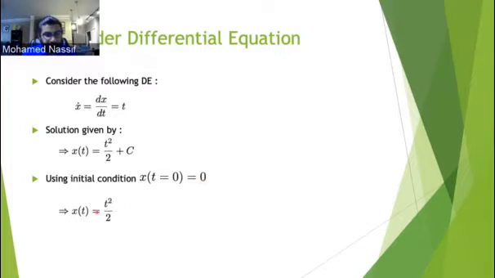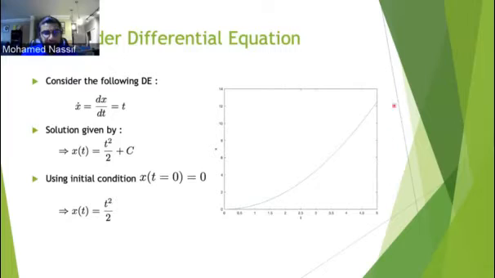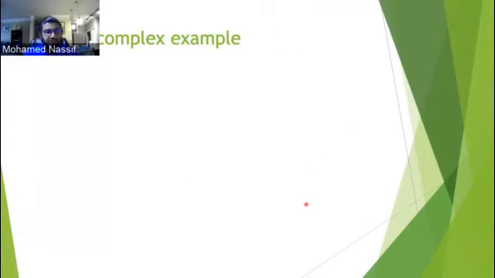You get this nice looking expression, and then you plot it. It's a simple parabola, and I've only plotted from 0 to 5. So pretty straightforward, nothing too hard there. Let's look at a more complex example.